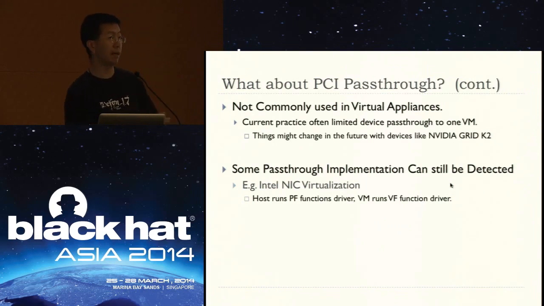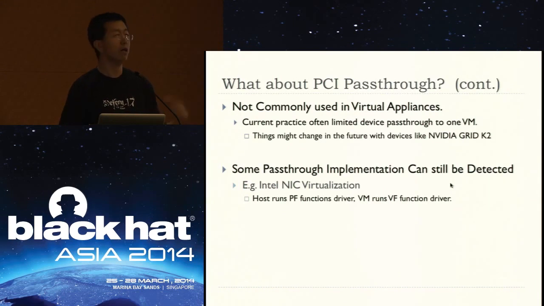But even if they made that work perfectly, based on our past experience with the Intel network card, Intel 10 gigabit and 40 gigabit, which is coming, they actually have different drivers for the one running on the host and the one running on the VM. The host one is called the PF driver. The guest OS actually runs the VF driver, even though they're talking to the physical device directly. So we still feel that even with the NVIDIA K2, we might still be able to find some difference.